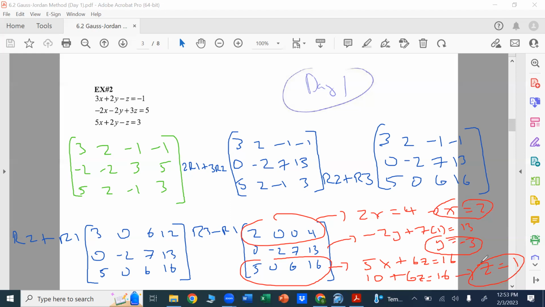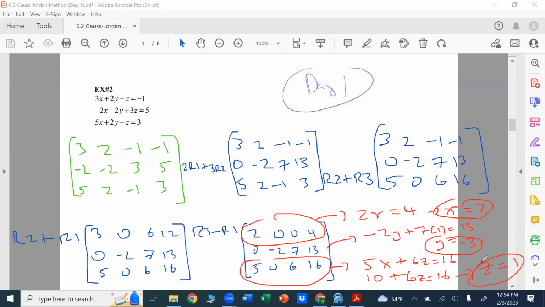And of course, I made a mistake in number 1. That's good. I'm glad I made a mistake in front of you guys, because I'm human, right? I've done this for a long time. I saw an opportunity to get rid of the negative 2 here, so I just did 2R1 plus 3R2 to get rid of it, and that's what happened here.